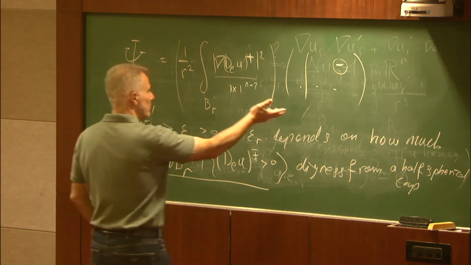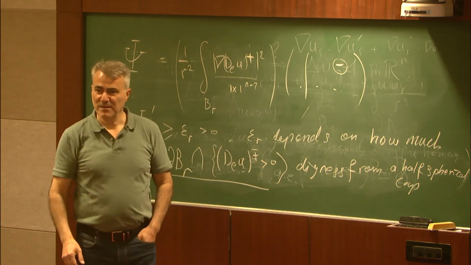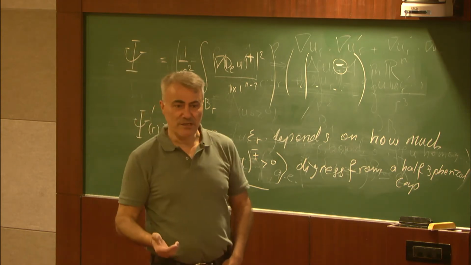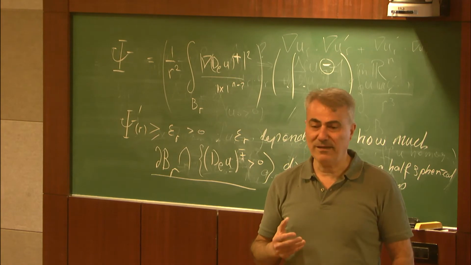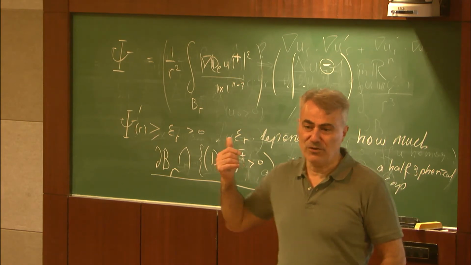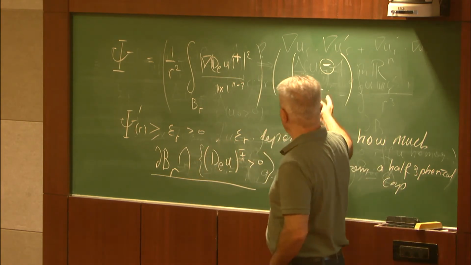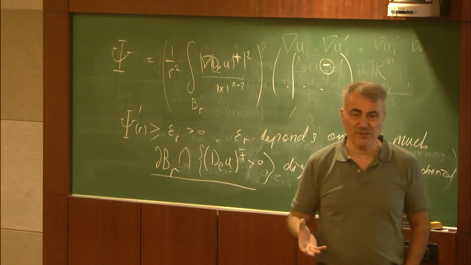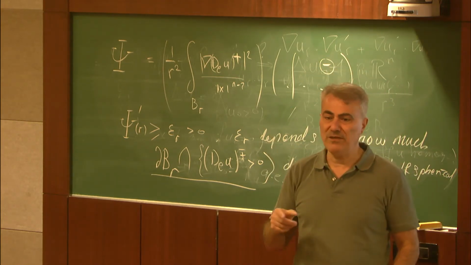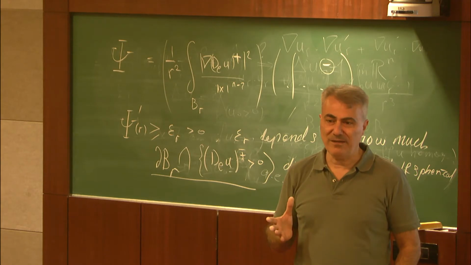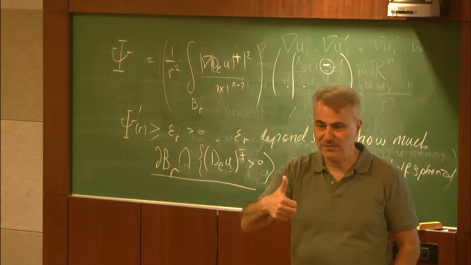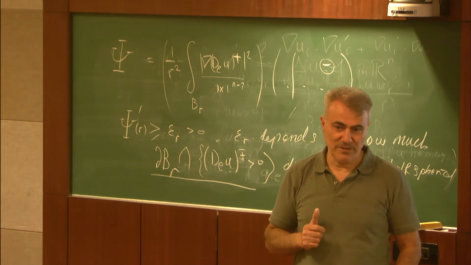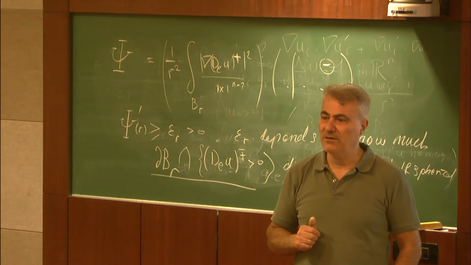If one of them is 0, let's say this one, and that would go for all directions E, then it means that this integral here is going to be 0. So gradient of DEU is 0. What you're going to get is that the function U is one dimensional. That's the only chance.